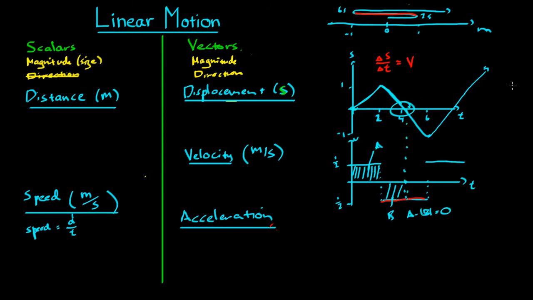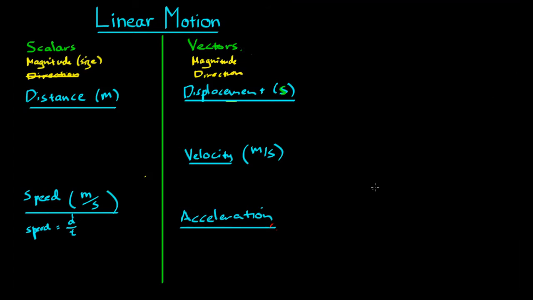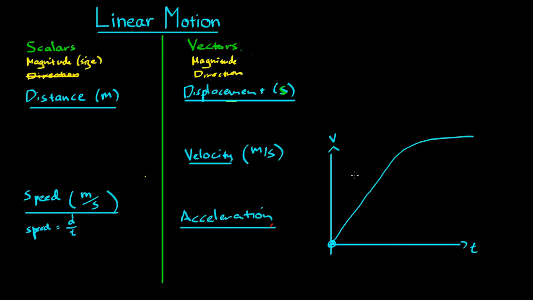So the gradient of a displacement time graph is the velocity, and the area under a velocity time graph is the displacement. Now acceleration. Acceleration applies to velocity only. If we have, say, a car driving away from us at a constant acceleration, the velocity time graph will look like this. It started at a standstill, and then its velocity increased like that until it reaches a maximum. The acceleration is equal to the gradient of this line. So the gradient is equal to delta V on delta T, and that equals acceleration.